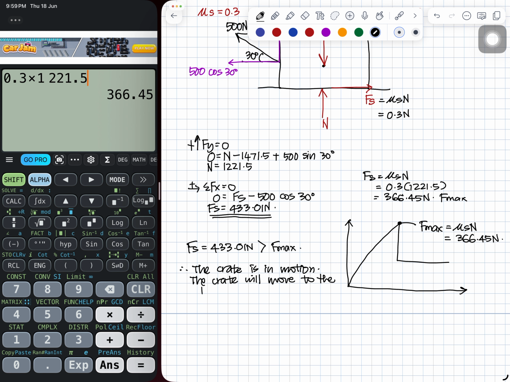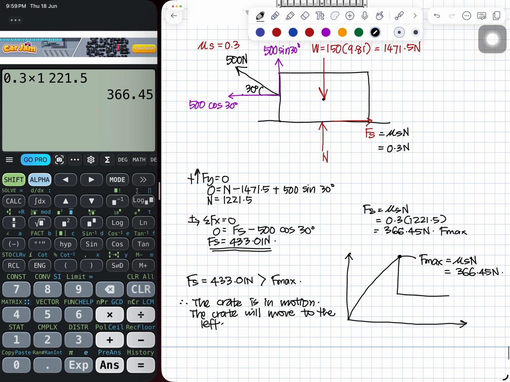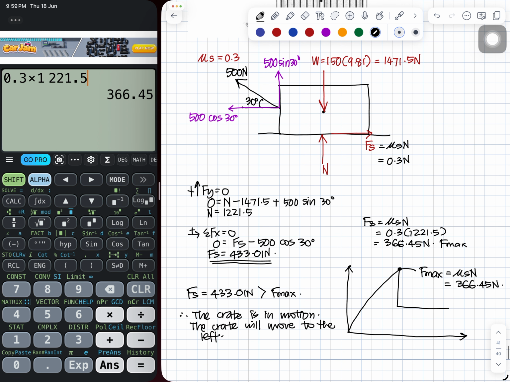The crate will move to the left, right? Because of what? Because the friction force is 433.01, and then our pull force is 500 Newton, more than the F maximum. Okay, when the pull force is more than the friction force, that means our crate is in motion. So that's it.